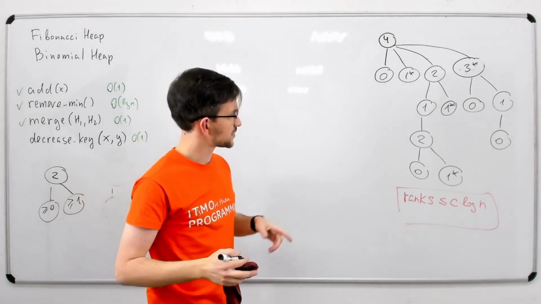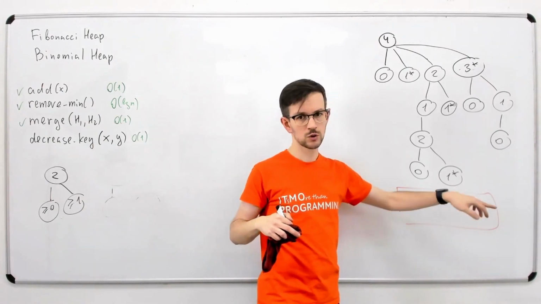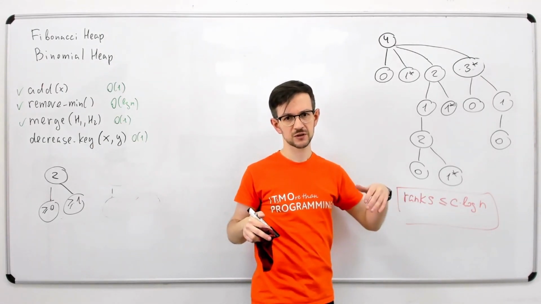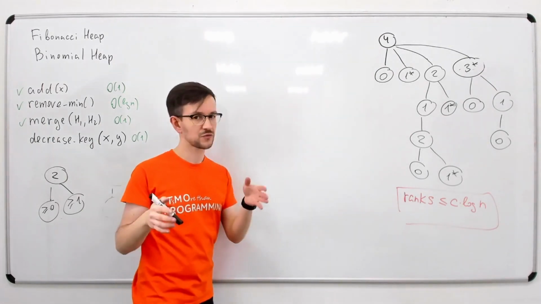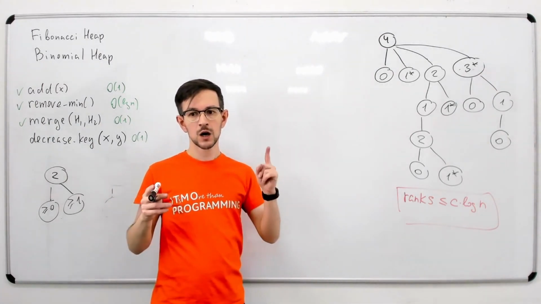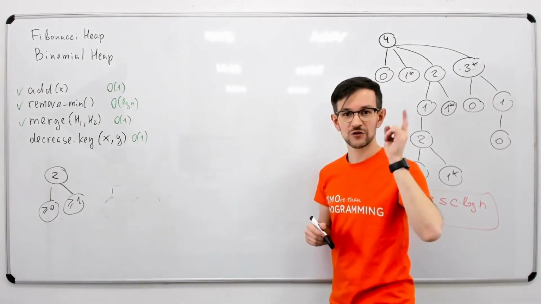It will not be the same as before. Before it was just logarithm base 2. Here it will be something different, a little bit bigger, but small enough. Some logarithm. Finally, let's go. So how do we decrease the key of the element?